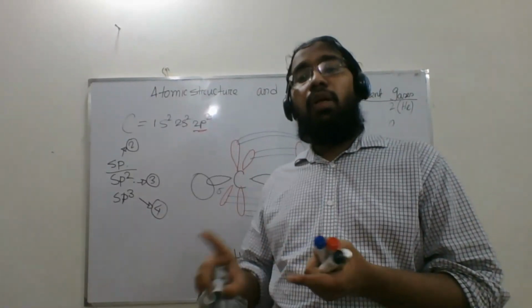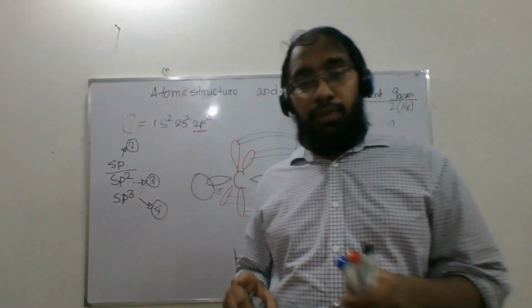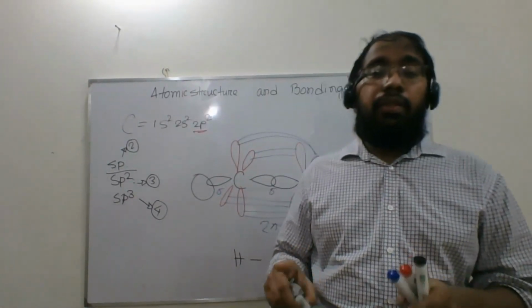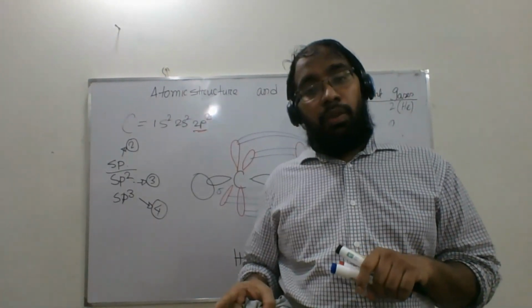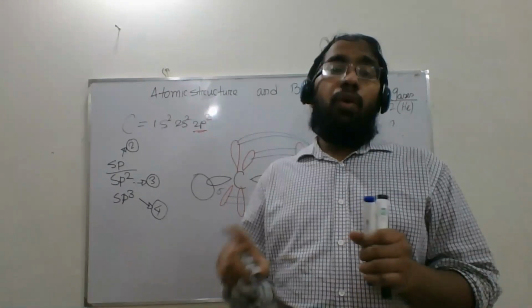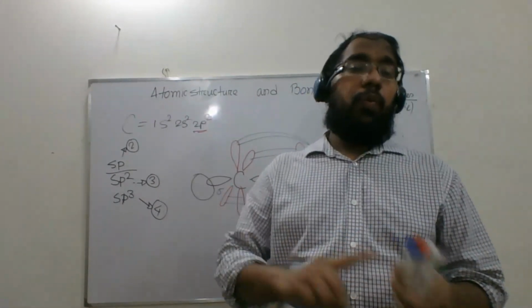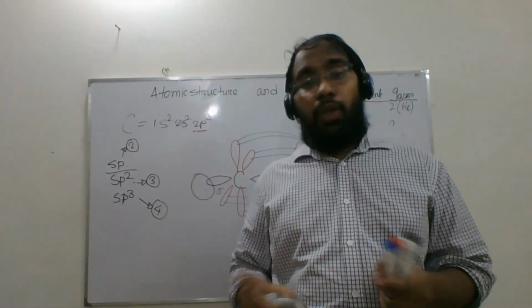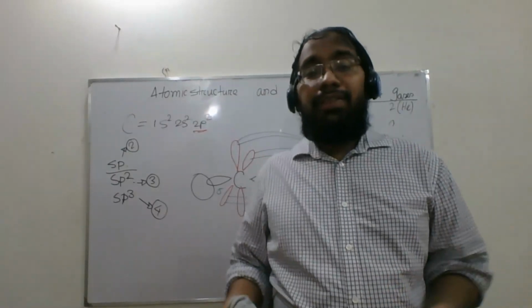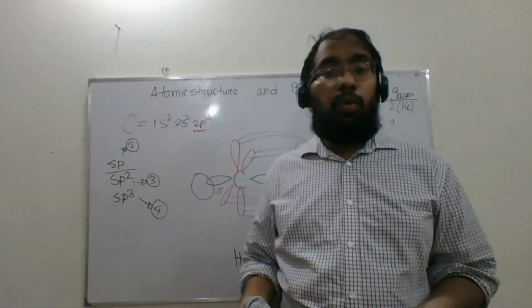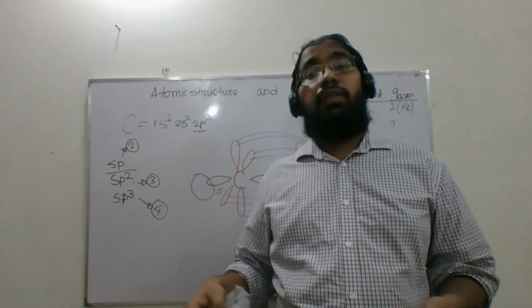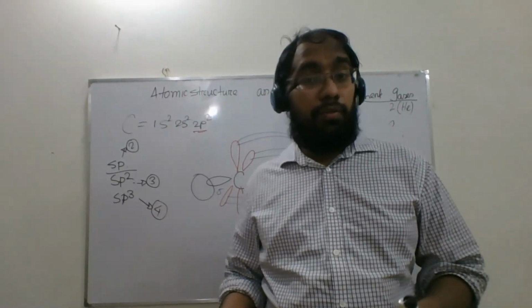Now whether sigma or pi bond, if the electronegativity difference is very high, then they will form a polar covalent compound. If the electronegativity difference is low, then they will form a non-polar covalent compound. Who is the polar covalent compound? Simple example, water. Who is the non-polar covalent compound? Simple example, methane, which you burn in your stove.